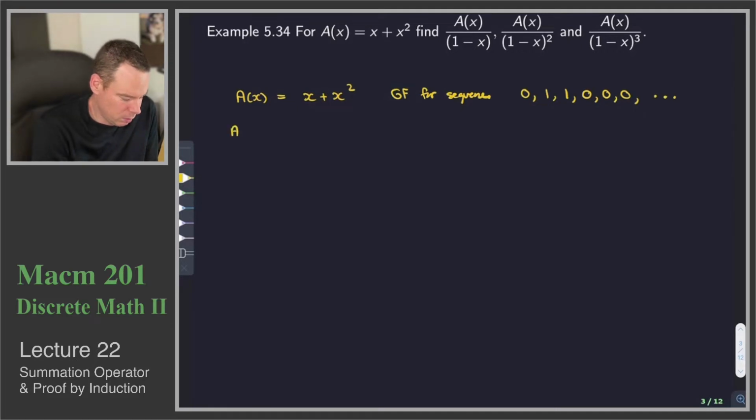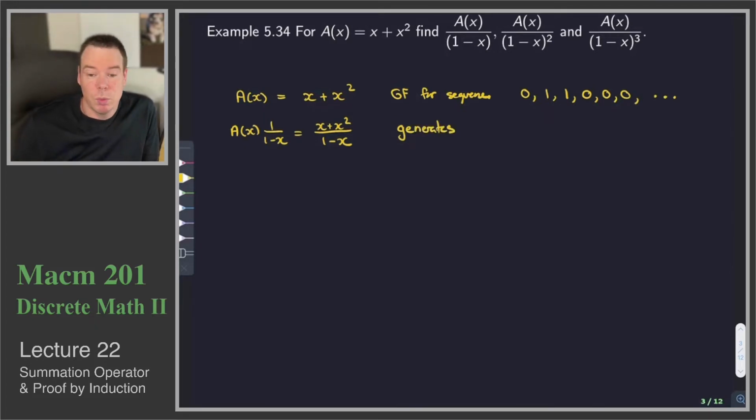Then what we're going to do is multiply it by 1 over 1 minus x. So we get this generating function. And this thing, it's the generating function for the sequence, or in other words, I'll just write generates. What is the sequence it generates? Well, by the previous slide, we know that it's going to start with a 0, and then it's going to be the sum of these 2, and then the sum of these 3, and then the sum of these 4, and so on.